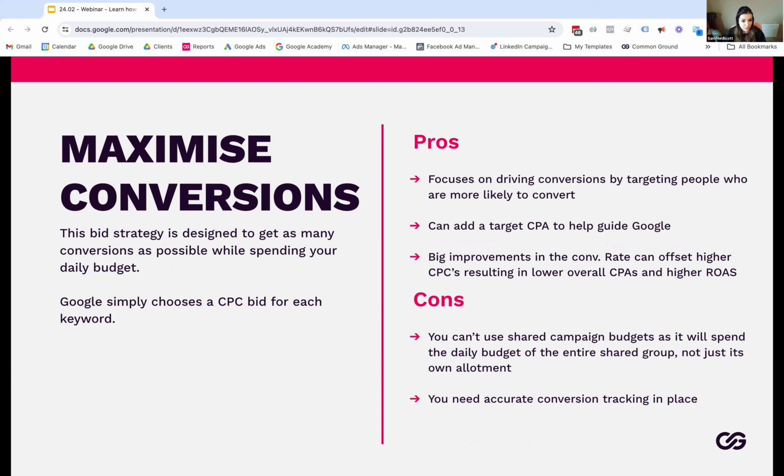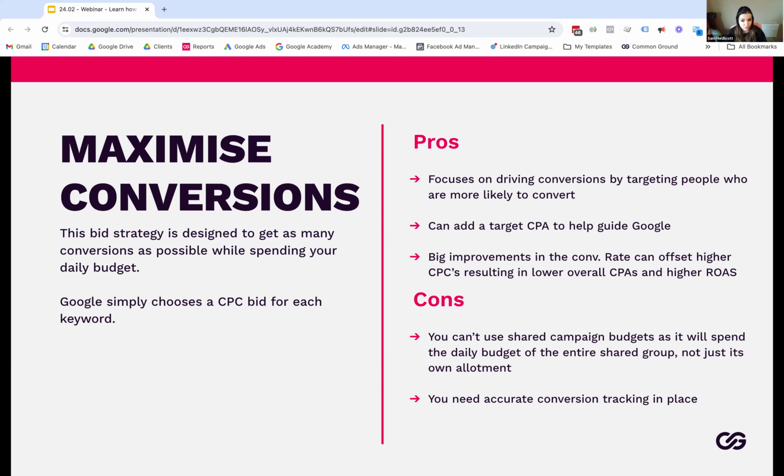So, maximize conversions. This is designed to get as many conversions as possible while spending your daily budget. It simply chooses the cost per click bid for each and every keyword. It focuses on driving conversions by targeting people more likely to convert. This is where it uses some of the information that we may not be able to see within the Google platform. You can set a target CPA with this to help guide Google.